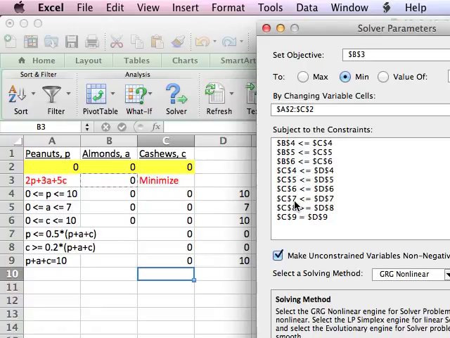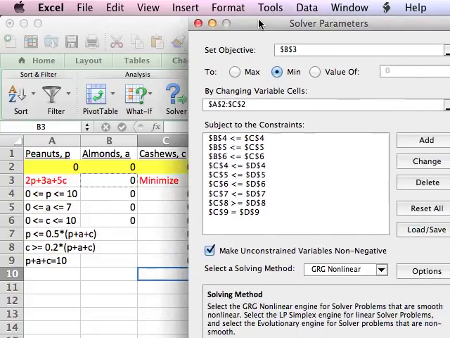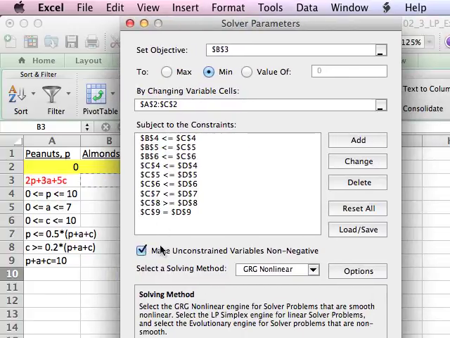And then let's see, C7 was P less than or equal to that 50% thing. Cashews is greater than 20% of the total weight, and we know that the sum of P, A, and C has to be equal to 10. Alright, so we're going to keep this little box checked, switch this off to simplex LP, and then hit solve.